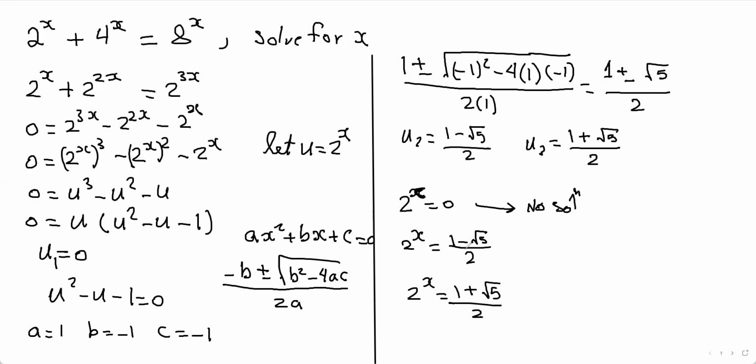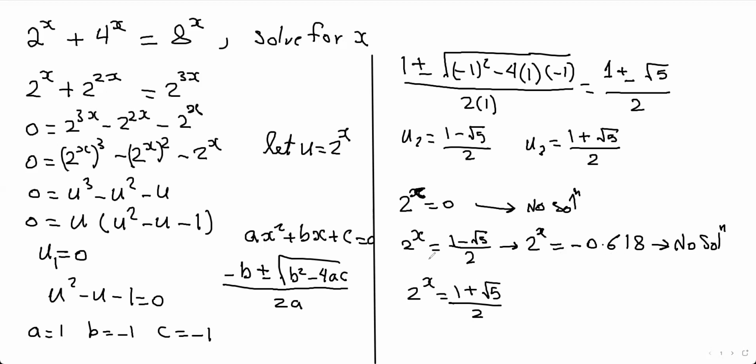And here I'm just going to solve this expression, 1 minus root 5 divided by 2, and see what it equals. And this gives me 2 to the power of x equals negative 0.618. And that also we're going to get no solution from here. So there's no number that when you raise it to an exponent, you end up with a negative number.